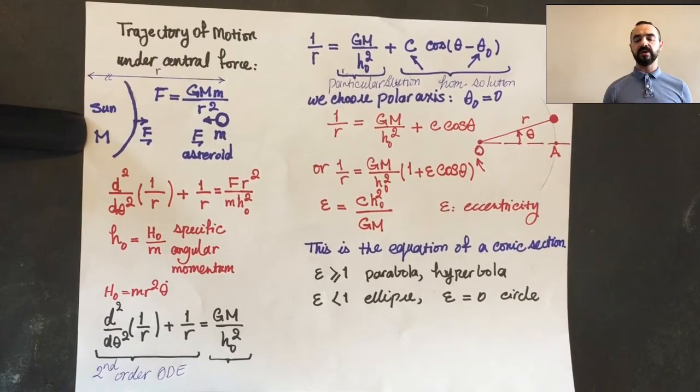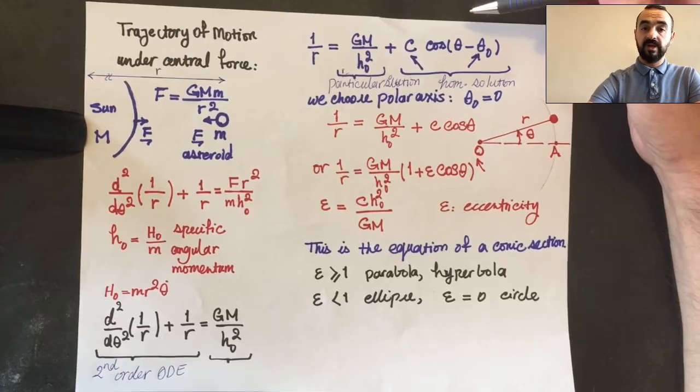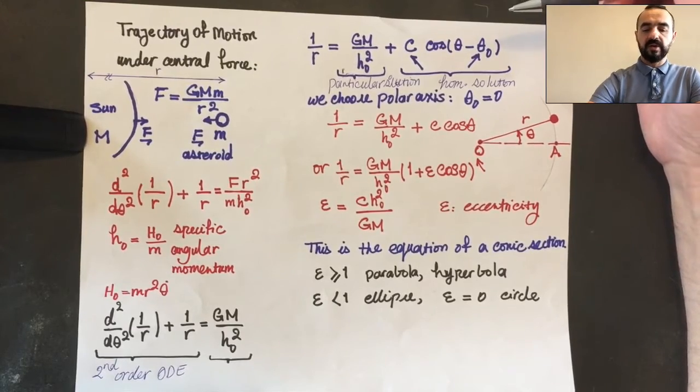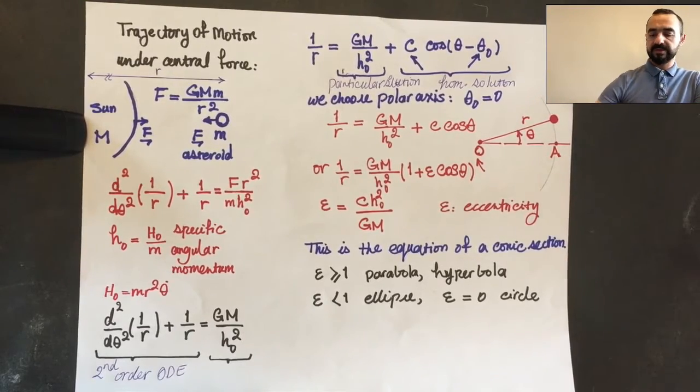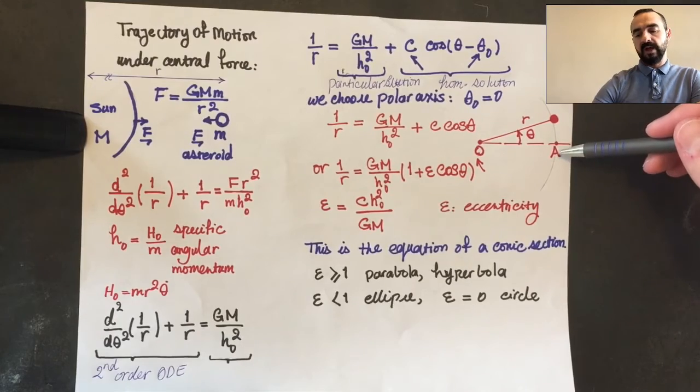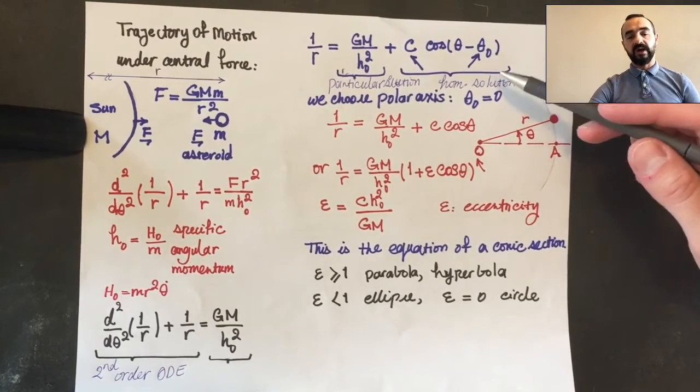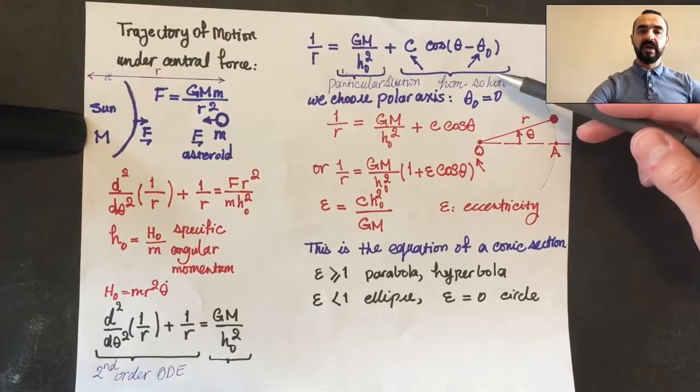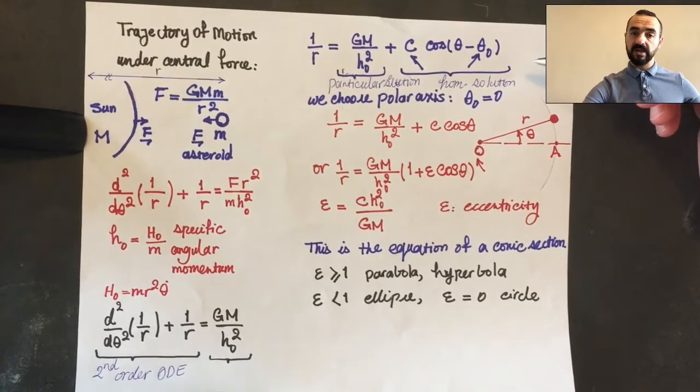Now what we do here is that for any solution of any second order ODE, we need to apply initial conditions and determine the unknowns. In this case, to make our life easier, we're going to set the initial position to be at point A, and theta 0 is the initial angular position in our polar frame.